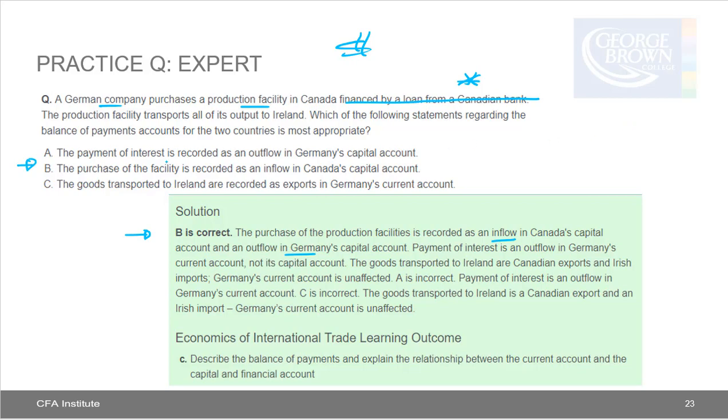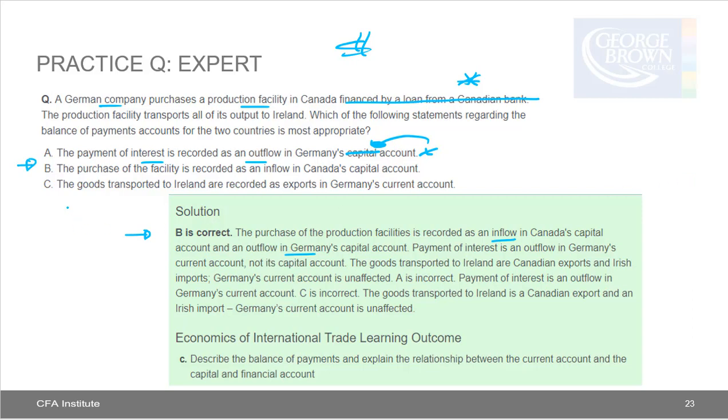Now, if you look at A, it's saying the payment of interest is recorded as an outflow in Germany's capital account. And this is what I said you have to read very carefully because interest payments fall under the current account, not the capital account. So just that one word is making answer A wrong.